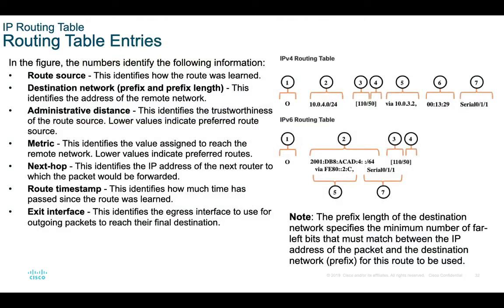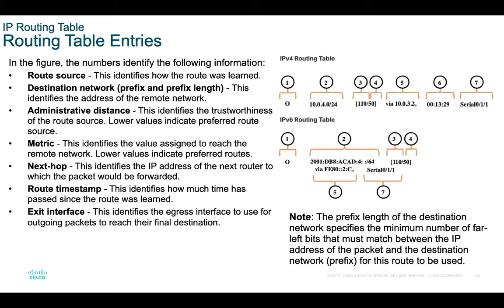Okay, here is the routing table entry. IPv4 and IPv6 are almost the same, but they are presented in a different way. IPv4 routes are presented in one line, but IPv6 in two lines. Their entries are almost the same. Number one is the source route. It will indicate either O, S, C, or L, which means how that entry was built up. From our previous slide, C is directly connected and O is OSPF dynamic routing.